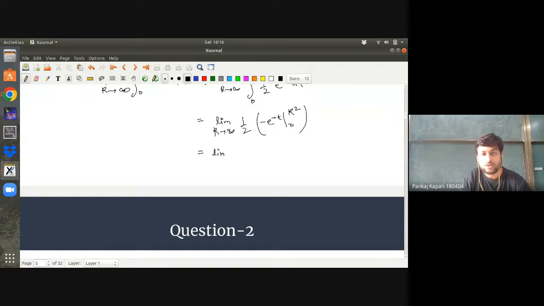equal to limit r going to infinity half of. Okay, what will come after you put r square and 0, upper limit and lower limit? These are not upper limit or the endpoints, upper endpoint and lower endpoint. These are okay. So when you put 0, you will get 1. So this is 1 minus e to the power minus r square. Okay.